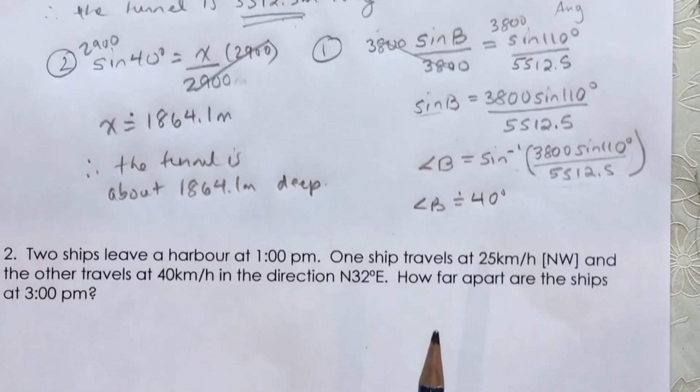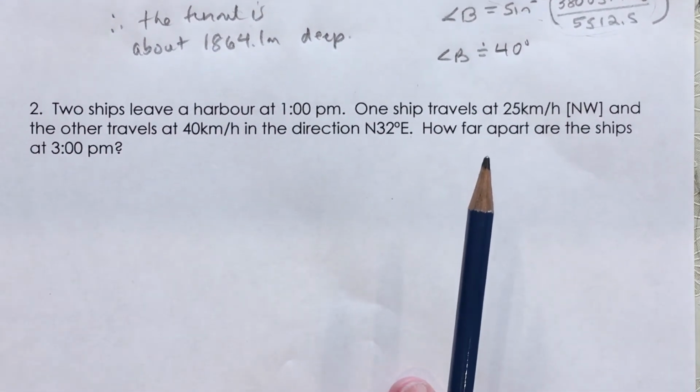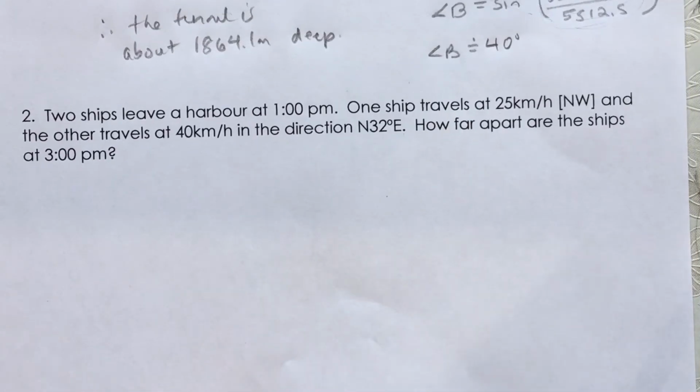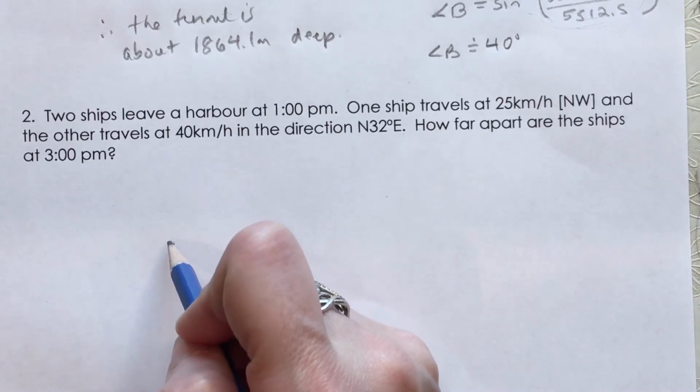Okay, the next question. Similar to the airplane question we talked about yesterday. 2 ships leave a harbor at 1 p.m. One ship travels at 25 kilometers per hour northwest, and the other travels at 40 kilometers per hour in the direction north 32 degrees east. How far apart are the ships at 3 p.m.? So again, we're going to start by drawing a diagram.